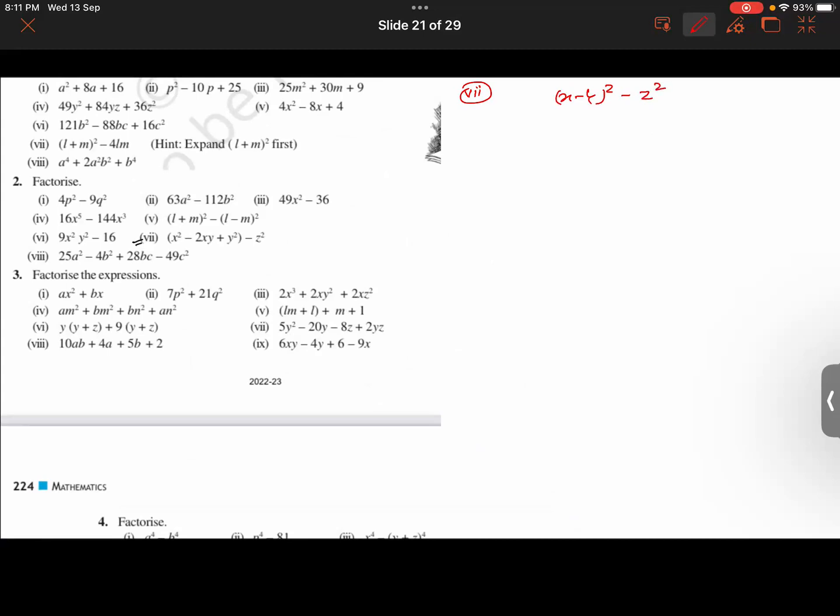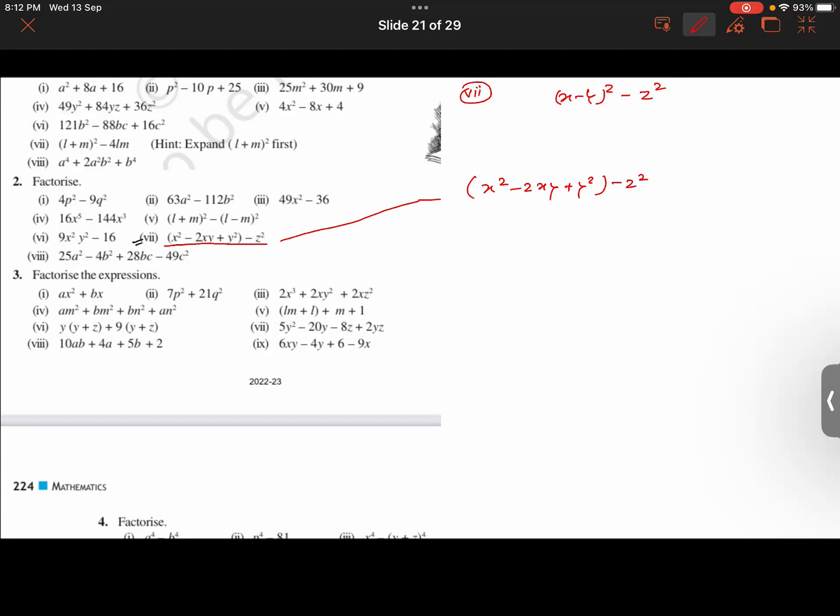Okay, that one is correct. You have only half of the answer. You have to proceed further as well. So guys, you also pay attention here. The question which Arhan was solving: x square minus 2xy plus y square minus z square. That is the question here.